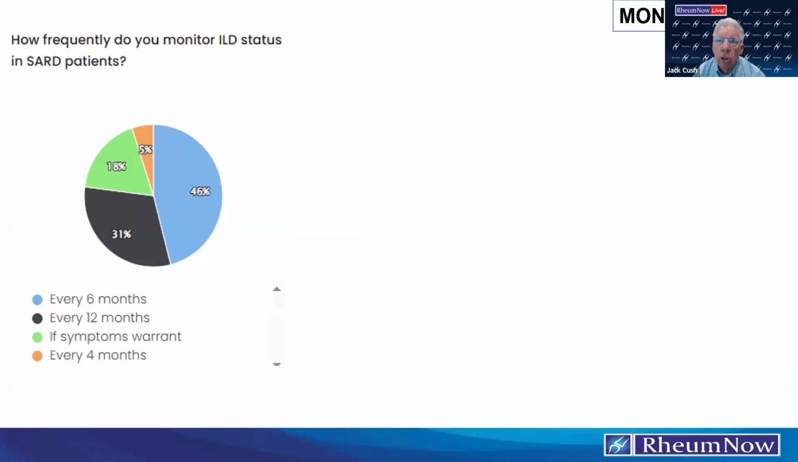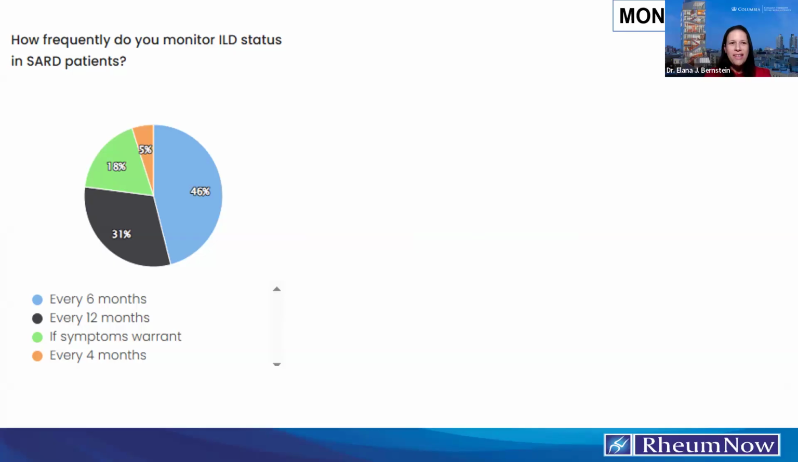How frequently should a SARD patient have their ILD status monitored? I'd like to know each of your answers on this and then what you recommend. Do you recommend repeat high-res CTs every 4, 6, or 12 months? Elana, you want to start on that?